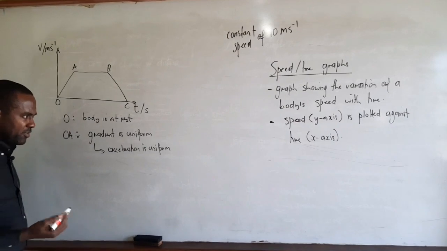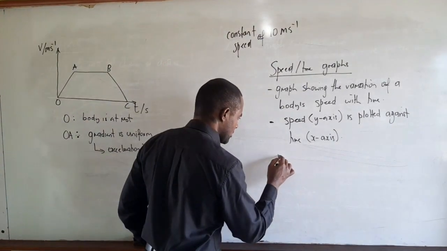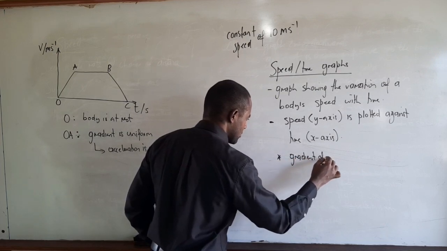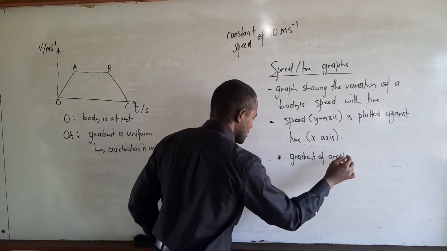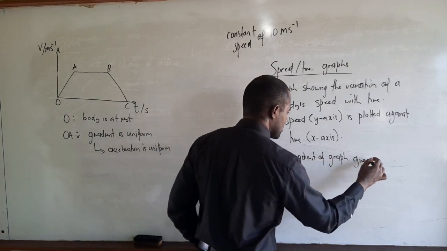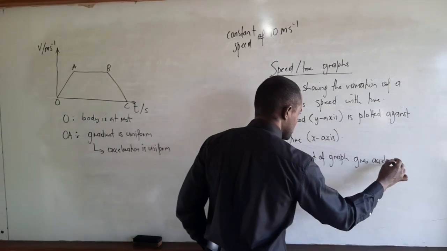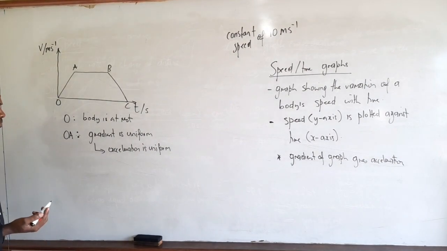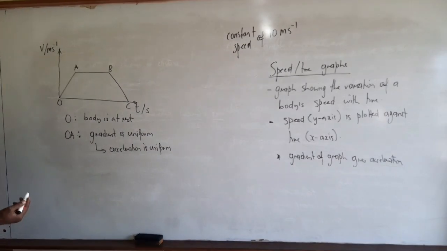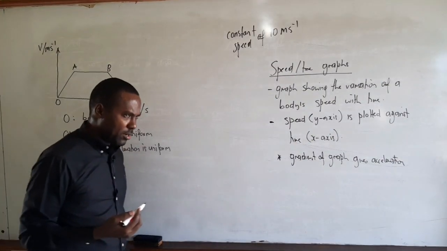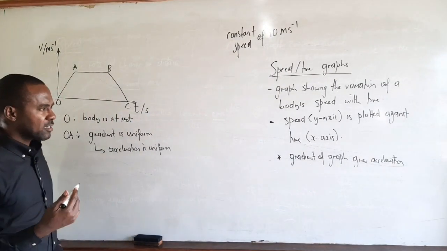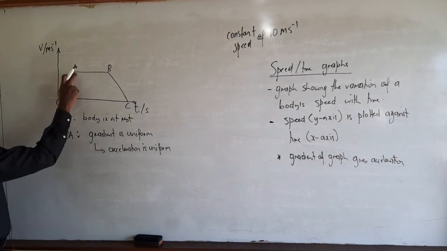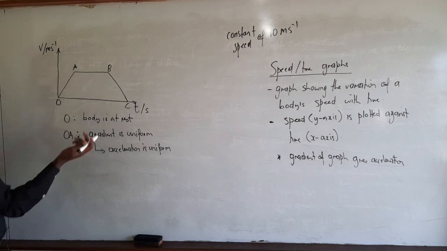So basically, we see that the gradient of the graph gives acceleration. The gradient of the speed time graph gives its acceleration. So OA shows a region of the body's motion in which it is accelerating uniformly from rest. The body accelerates uniformly from rest to some velocity at A in some time.